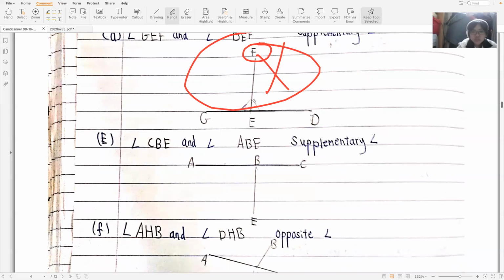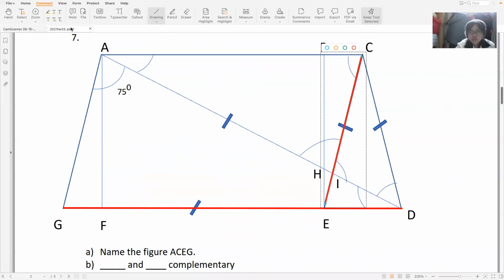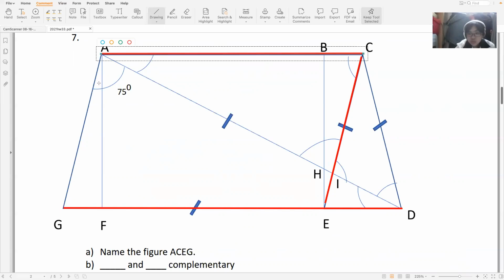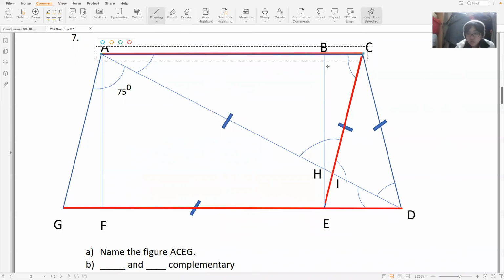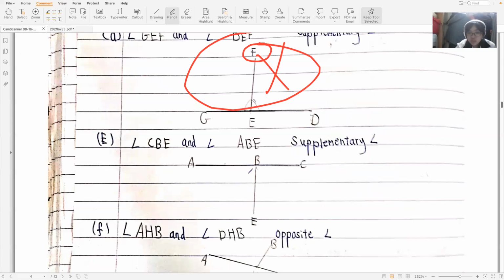Okay, you choose ABC. Let's see. ABC is here. The only line that cuts this is, let me see which one you choose. BE. BE cuts, yes. Okay. Then after that, you pick the two supplementary. This question is correct, but it's wrong here. There is no F. I don't know why you pick F.